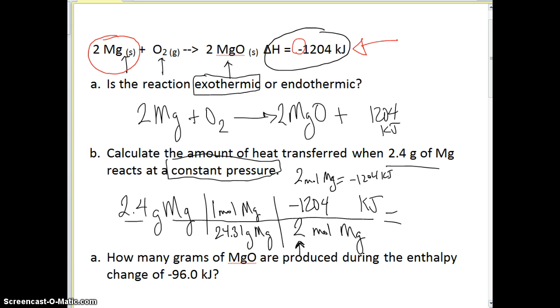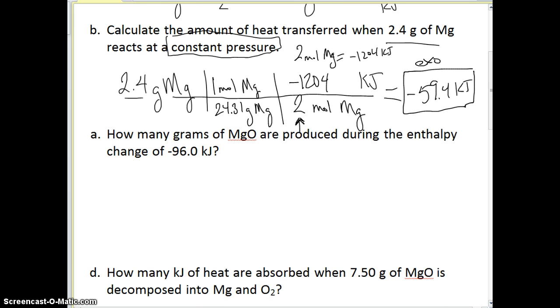If I go through and make this calculation, I come up with an answer of negative 59.4 kilojoules of heat being released, negative indicating once again this is an exothermic reaction. Okay, let's move down to our next one and see what we're asking about here. It says, how many grams of magnesium oxide are produced during an enthalpy change of negative 90.6? Now up here we said we had negative 59, and what caused that was basically 2.4 grams.